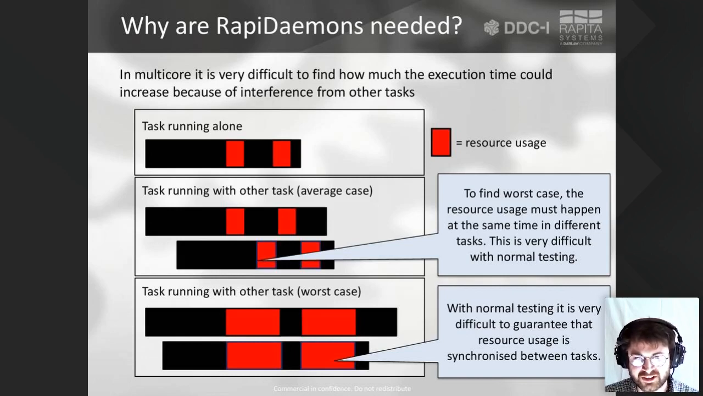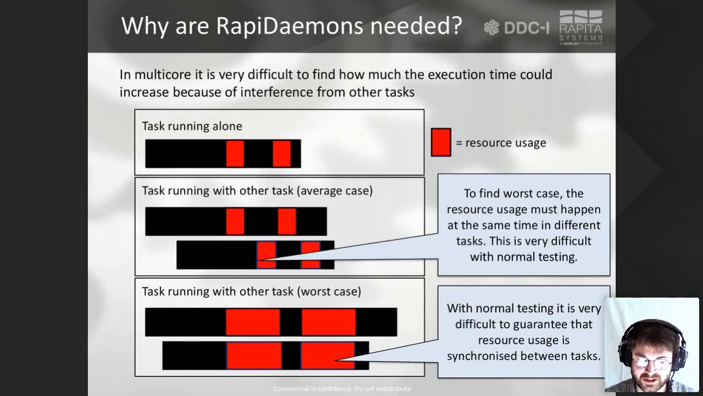Now, if we go to the second box down, we have 2 tasks running simultaneously on different cores. We know that both of these tasks may be accessing the same resource, but potentially at different times. So the worst case scenario in this case, which is explicitly required by CAS32A, would be when these areas of resource usage align.